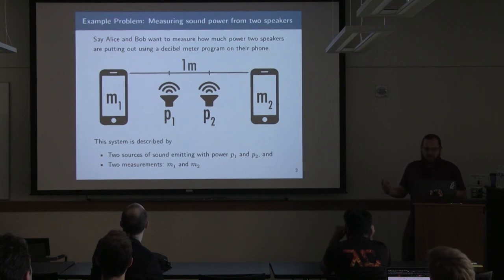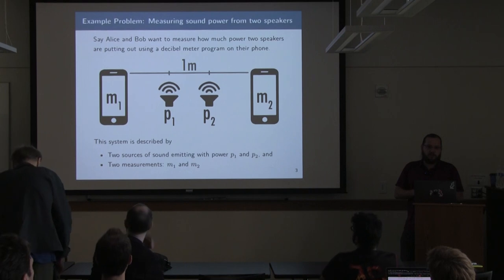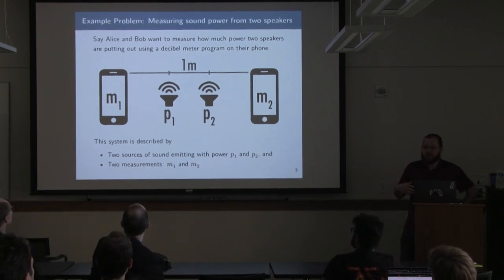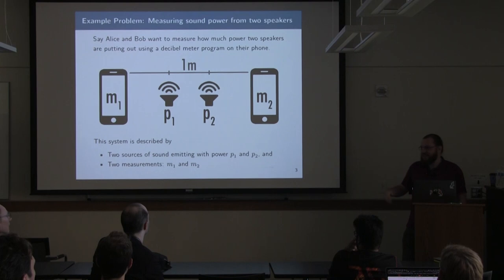Let's start with a simple problem. We have two speakers that are both a meter apart from each other and two people who want to measure how much sound is being output by these two speakers in milliwatts. So we'll have two people with their phones with those nice decibel meter apps, or whenever the Apple beta comes out, they'll be on your watch too. It'll tell you how loud it is.